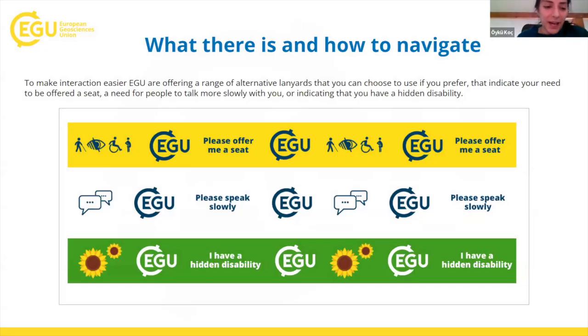This year we have some new lanyards to make interaction a bit easier. EGU is offering a range of alternative lanyards that you can choose if you prefer. These indicate your need to be offered a seat, or a need for people to talk more slowly with you, or that you have a hidden disability. You can ask for these lanyards at the name badge pickup point.